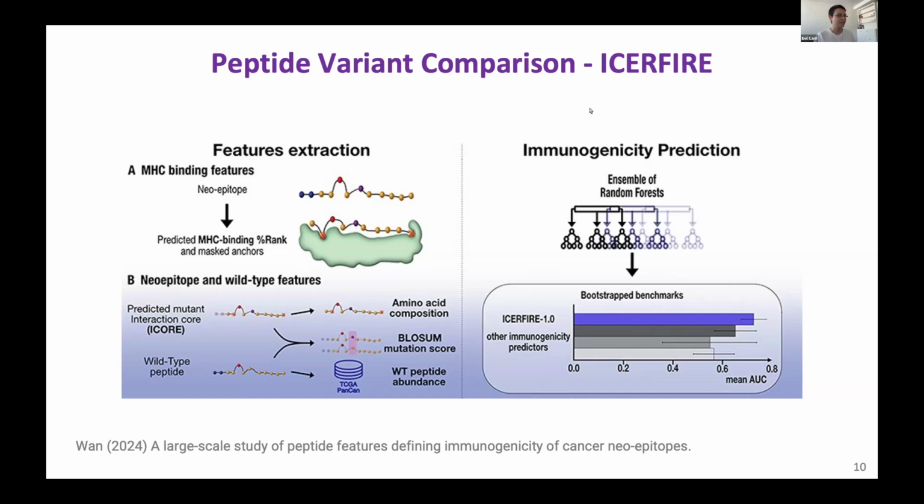ICERFIRE is a tool that has been developed by our group in collaboration. This tool integrates the information of binding to the MHC with further information comprising the composition of the peptides and the abundance of these peptides in cancer to predict if these peptides are good candidates to be recognized by the immune system. So we are going to run ICERFIRE to assess the capabilities of our peptide candidates to be recognized by the immune system.